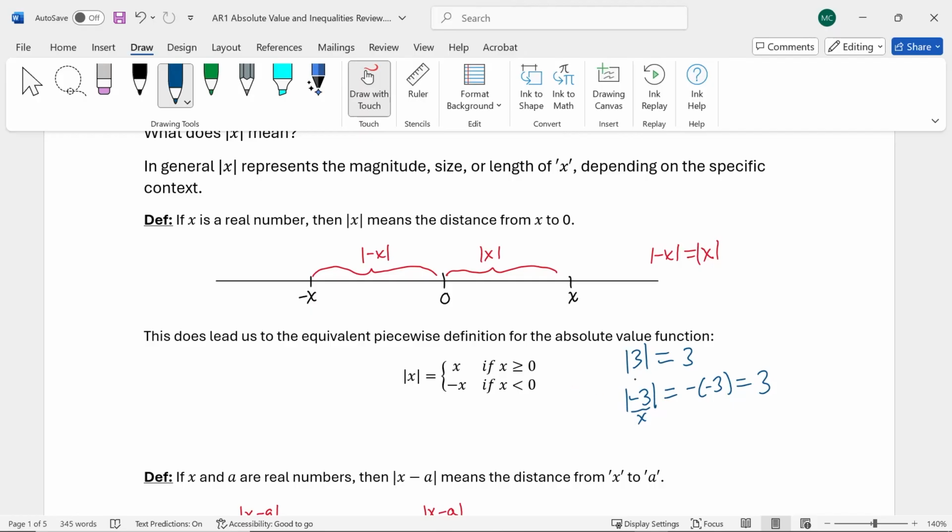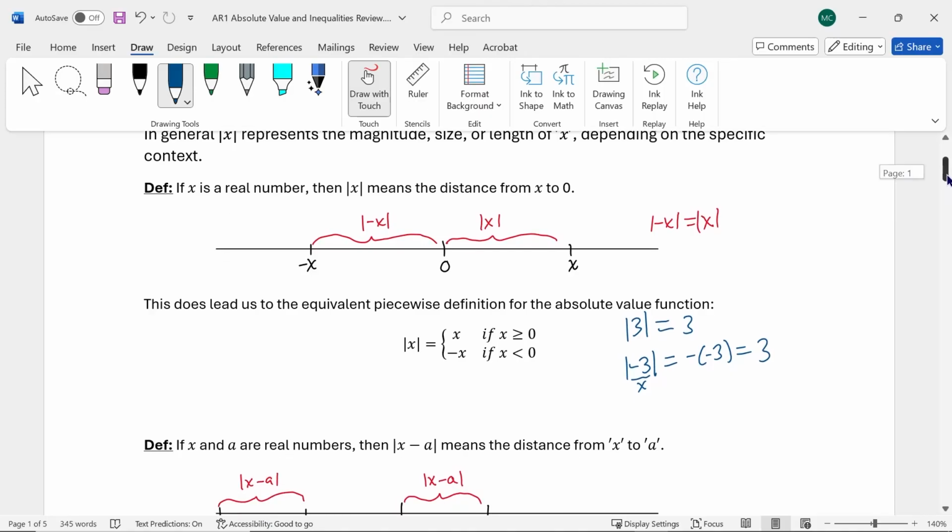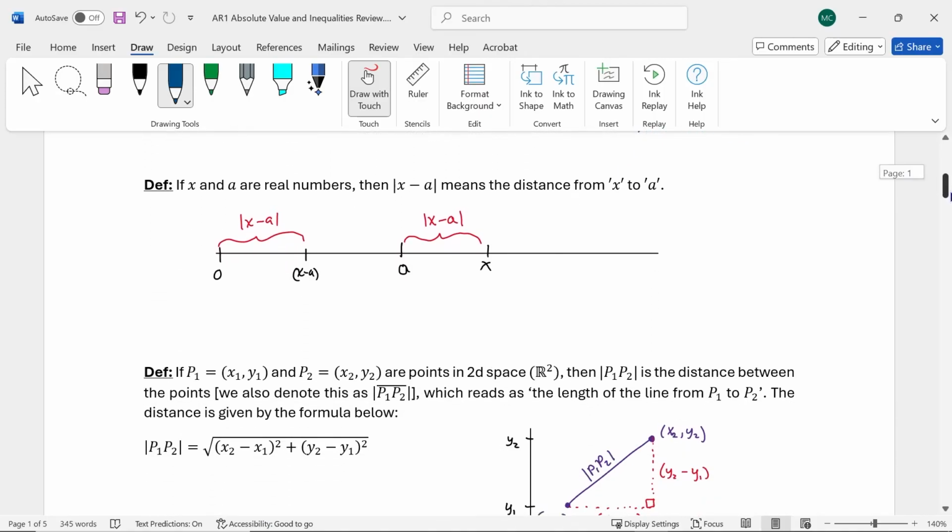Now, really right now what we want to focus on isn't the piecewise definition, though. We want to focus on thinking about the absolute value as distance. That's going to be what's most useful to us right now. So now we're going to expand this definition. If x and a are real numbers, then the absolute value of x minus a means the distance from x to a.